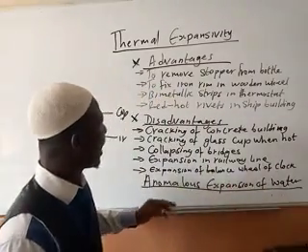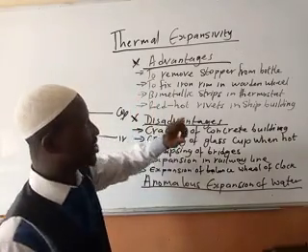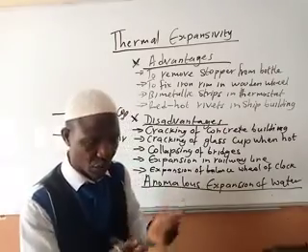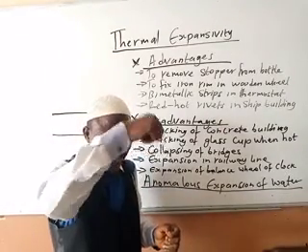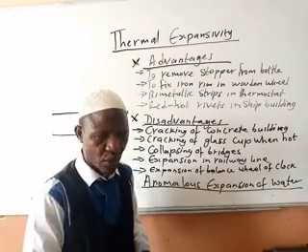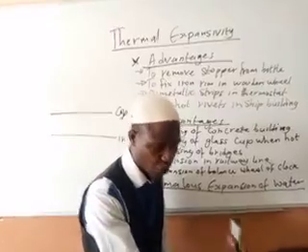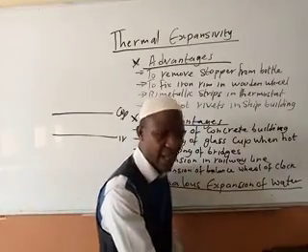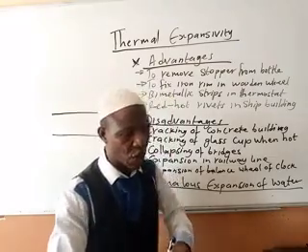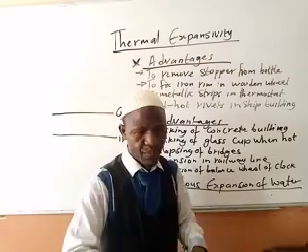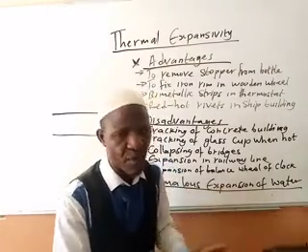We can use expansion to remove a stopper from a bottle. When you have a bottle with a stopper inside and you find it difficult to remove, you just need to place the bottle very close to the fire, not inside it. After some time, the bottle will expand and give room for the stopper to be removed easily.